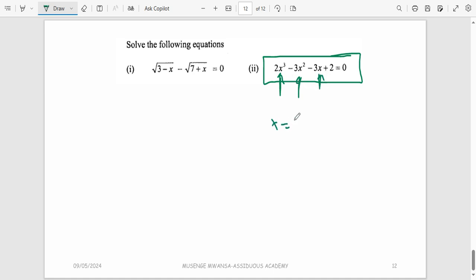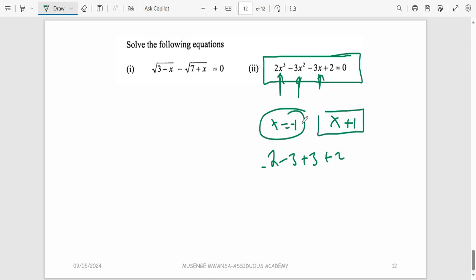If you say x is equal to 1, you are going to have 2 minus 3 plus 2, which will not work. Okay, go to negative 1. If you go to negative 1, you're going to have negative 2 minus 3 plus 3, so negative 1 will work. So x is equal to negative 1 is a factor. What does that mean? It means that x plus 1 is a factor, because you take the negative 1 to the other side. And then find the other factors by using the synthetic method.